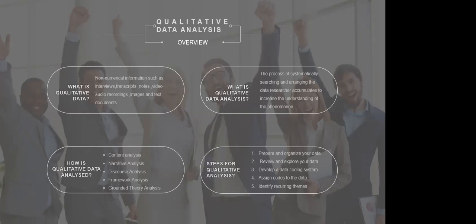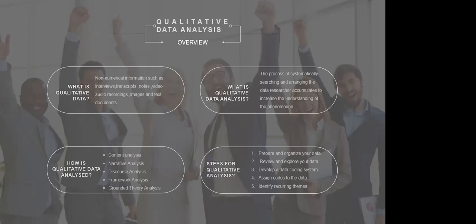So these are the steps for qualitative data analysis. As you know, this is just an introduction, and we'll be focusing on point number 3, where you develop a data coding system, and number 4, assigning codes to the data. The first step in doing your qualitative analysis is preparing and organizing your data. Then you review and explore your data. Then numbers 3 and 4 are where you develop a data coding system, and I'll explain what a coding system and data coding are, and then assign codes to the data. And then number 5, you identify recurring themes.